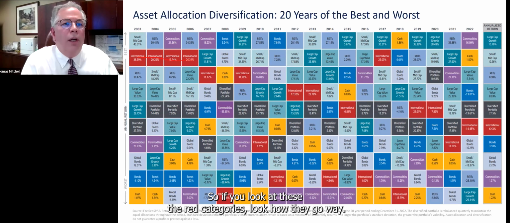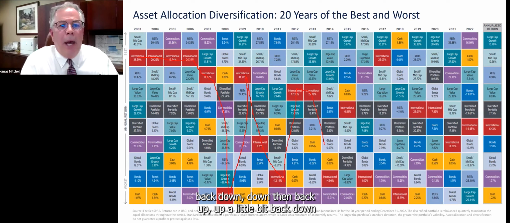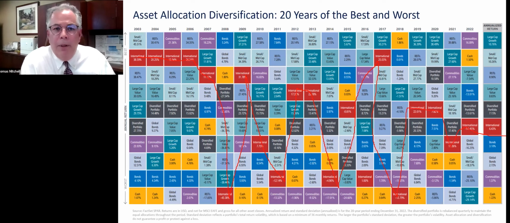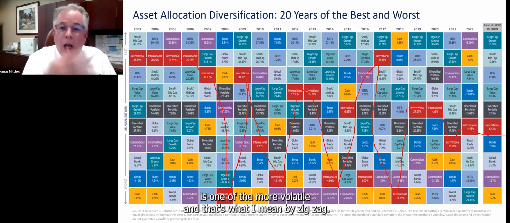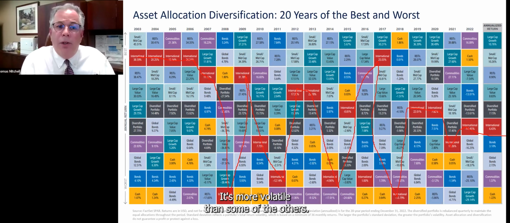Okay, so if you look at these, the red categories, look how they were up there for a few years, then down, back up, back down, down, then back up a little bit, back down, then up some more, then back down, and on it goes. You see, actually that category happens to be international investing. International investing is one of the more volatile, and that's what I mean by zigzaggy. It's more volatile than some of the others.